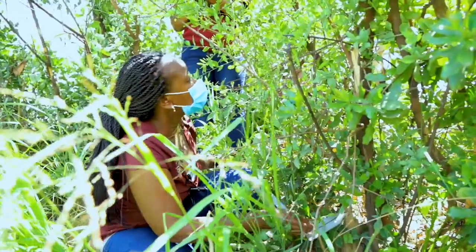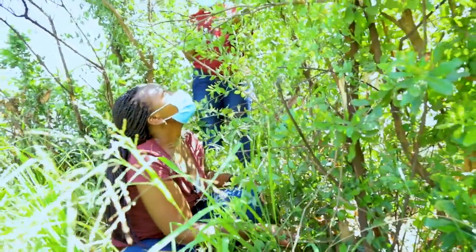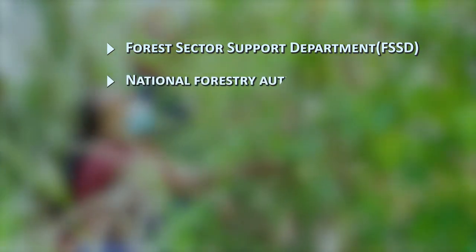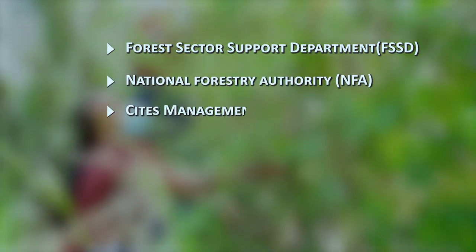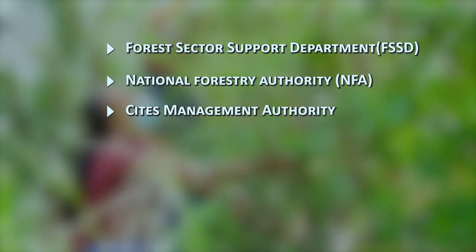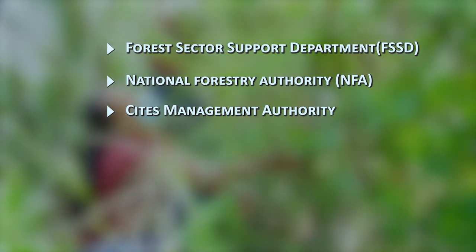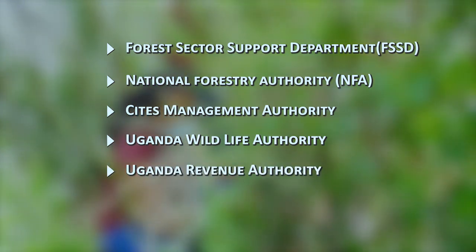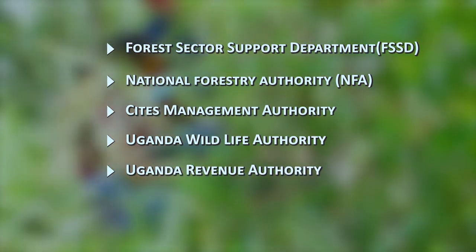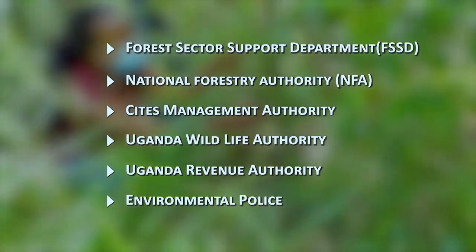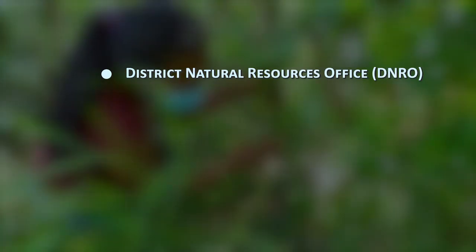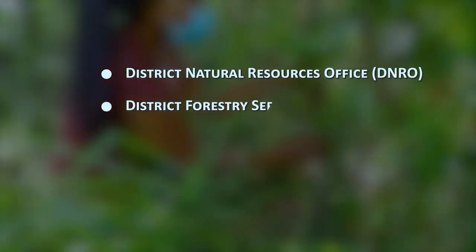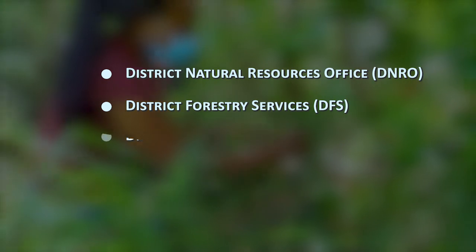At the national level, the institutions include the Forest Sector Support Department, National Forestry Authority, CITES Management Authority under the Ministry of Wildlife, Tourism and Antiquities, Uganda Wildlife Authority, Uganda Revenue Authority, and Environmental Police. At the district local level, there is the District Natural Resources Office, the District Forestry Services, and the District Police Office.